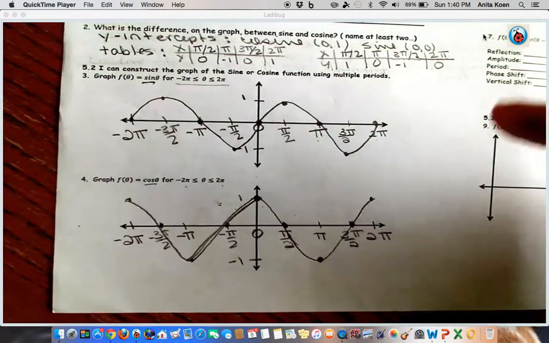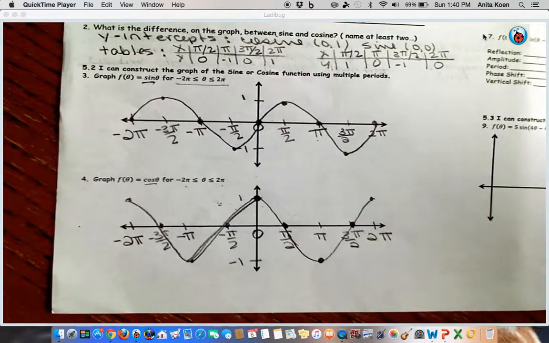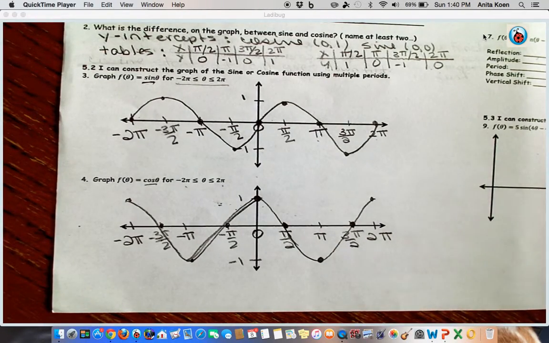All right, for these two learning targets, you just have to learn those two functions and what their parent function looks like and what their similarities and differences are.